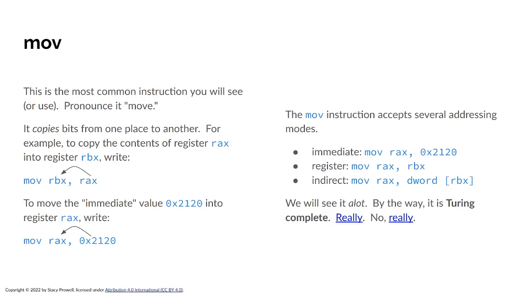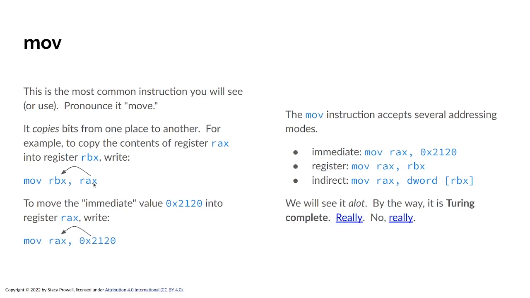We're going to use the move instruction, so let's spend a little time thinking about it. MOV is pronounced move, and it copies bits from one place to another. So, for example, to copy the contents of RAX into RBX, we would say move RBX, comma, RAX. And again, this is the destination source order. RBX equals RAX, or RBX gets RAX, however you want to think about that.